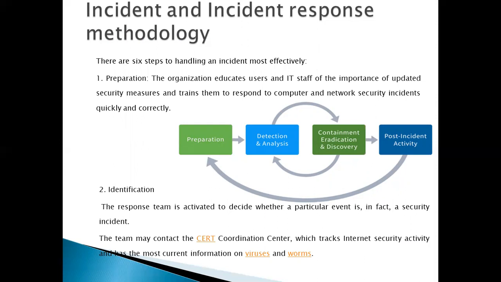The next phase is identification. Once the incident is identified, what do we have to do? The response team is activated to decide whether the event occurred due to a security breach or some other problem. If it is a security breach, we have to contact the person in charge, that is the CERT Coordination Center, to check whether there is any information on a virus or worm. That can be found by using detection, that is, identification.